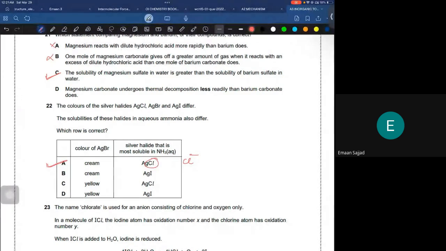If you remember this reaction when we were testing these halide ions, we have a confirmation test with ammonia. In the presence of ammonia, chloride is most soluble as compared to iodide. That's why option A is correct.